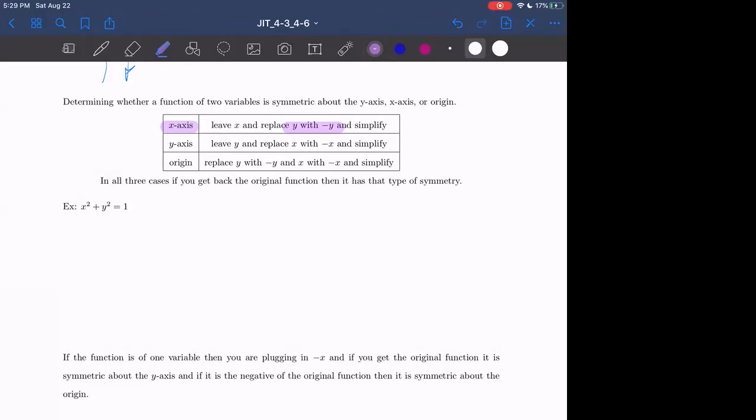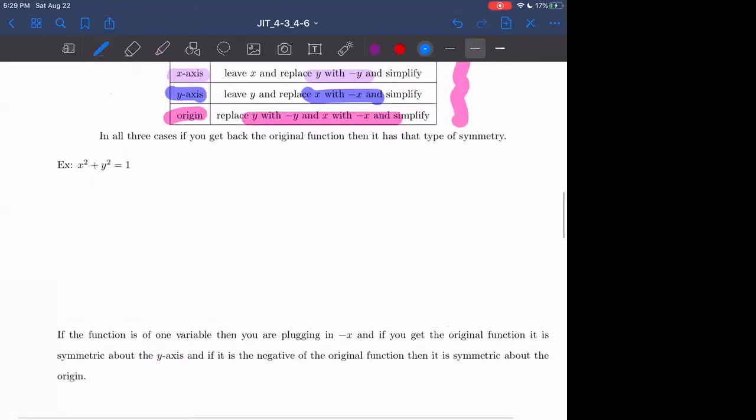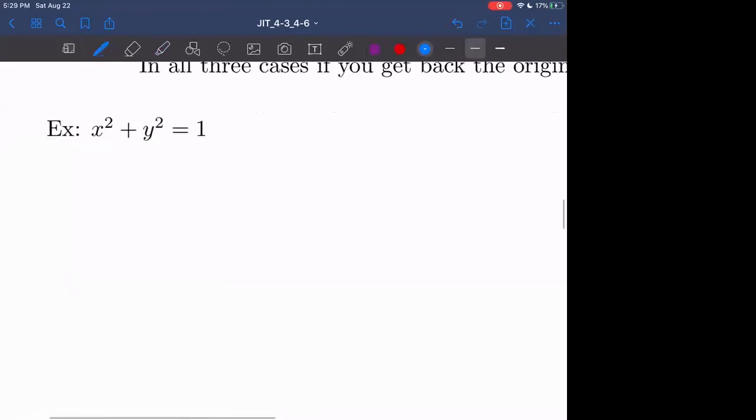Okay, and if we get back the original function, then that means that it is symmetric about the x-axis. The y-axis is similar, except we replace x with negative x. And then with the origin, you replace both of them. With all three of these cases, your goal is to simplify it and see if you get back the original function, because if you get back the original function, then that means it has that symmetry. Okay, so let's try it with this example. We've got x squared plus y squared equals 1.